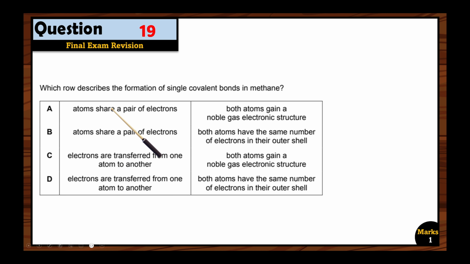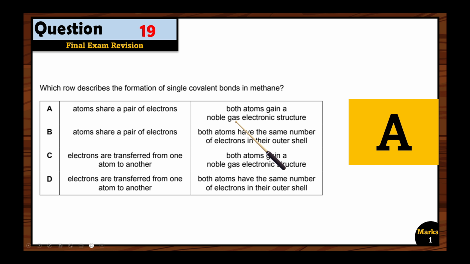So only option A or B can be right, because covalent bonding is sharing of the electrons. Let's see which option is correct here. Both atoms gain a noble gas electronic structure. Yes, when they share the electrons, both atoms gain the noble gas electronic structure. So that's why option A is correct. Both atoms have the same number of electrons in their outer shell. No, that's wrong. Hydrogen will just have 2 electrons in its shell, whereas carbon will have 8 electrons, so it's not the same. So option A is right.